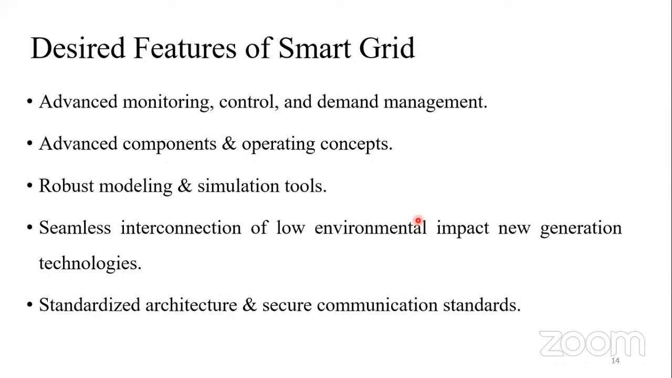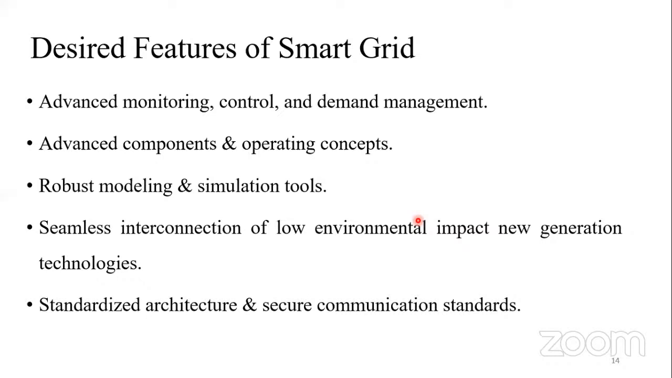So now, desired features of smart grid. What are the important factors in the case of a smart grid, and why do we want it? The first point, as you are seeing in the slide, is advanced monitoring, control, and demand management. Because a smart grid is very accurate and very fast, we are using PMU, and PMU is faster than any other device in order to gather the information of the network. It can also identify the health of the network dynamically, and whether our system is working properly or not. It will give you all the information.